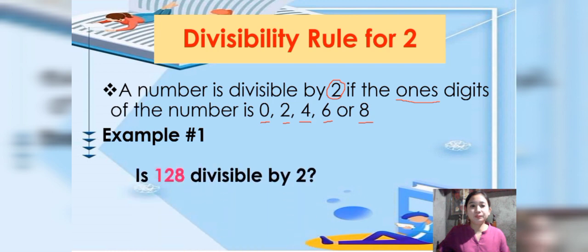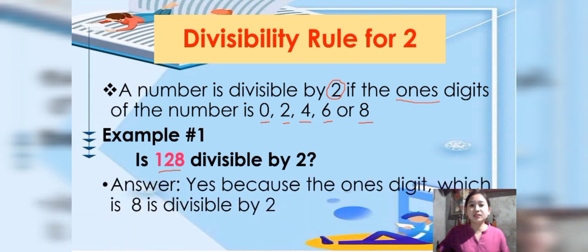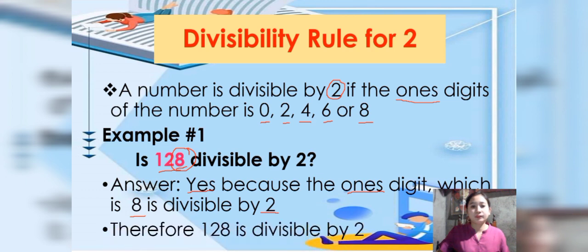For example, is 128 divisible by 2? The answer is yes. Why? Because the ones digit, which is 8, is divisible by 2. The digit in the ones place is 8, and 8 is divisible by 2. Therefore, 128 is divisible by 2.